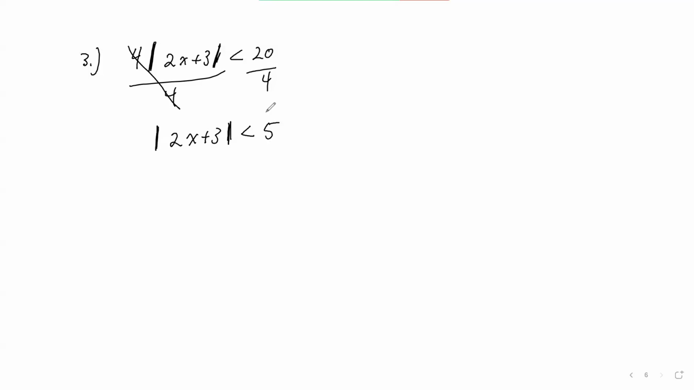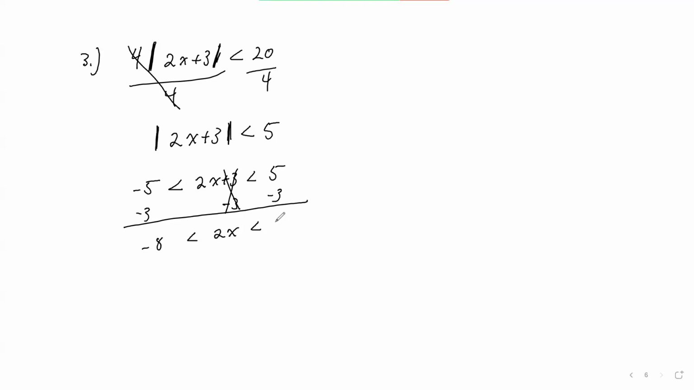Now I can write out my compound inequality. Start off with the opposite of this. So that's going to be -5 less than 2x plus 3, we'll drop the absolute value, less than 5. Are we good on this step? Okay, what do I do first? Very good. If I minus 3 in the middle, gotta do it on both sides. Good, -8. And you said 5 minus 3 was 2. Very good.